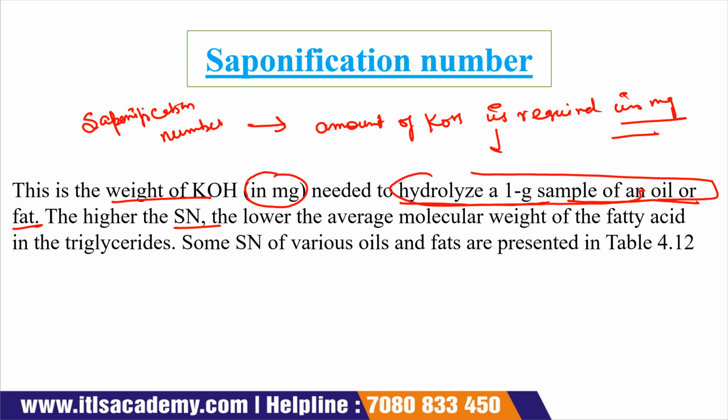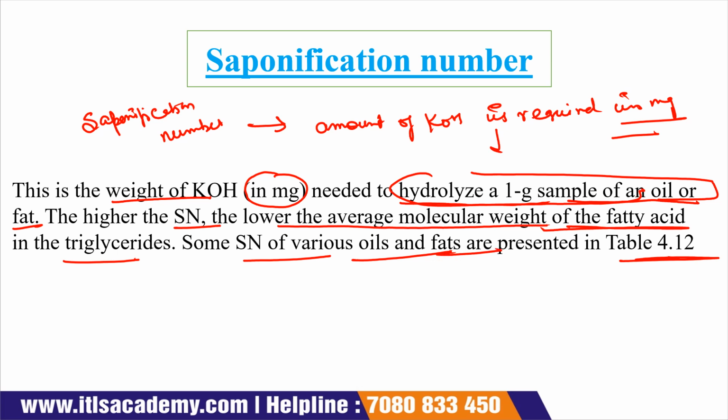Higher the saponification number, lower the average molecular weight of the fatty acid. If the saponification number is higher, then it automatically lowers the average molecular weight of the fatty acid in the triglyceride. Now in the next table, called 4.12, describes the various saponification numbers of oil and fats.